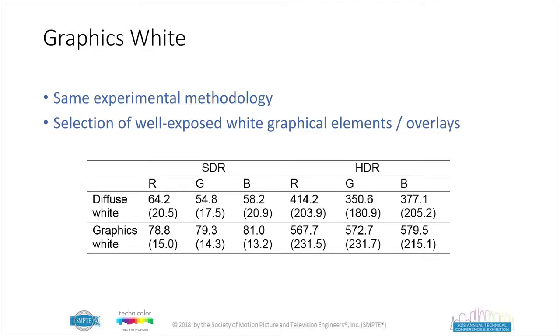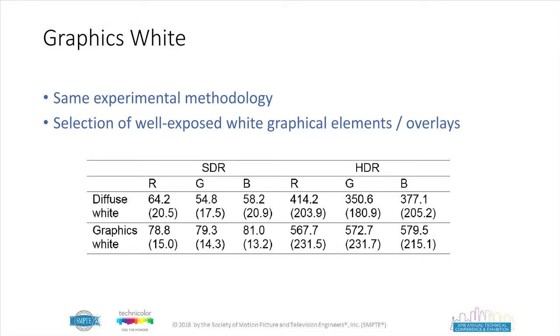However, perhaps not in mean luminance level, but certainly in the variance that I measure, there's confirmation of previous findings. There is an absolute very large variability in results. So I also looked at graphics white because I'm now starting to be good at looking at white. So I might as well look at a second kind of white.